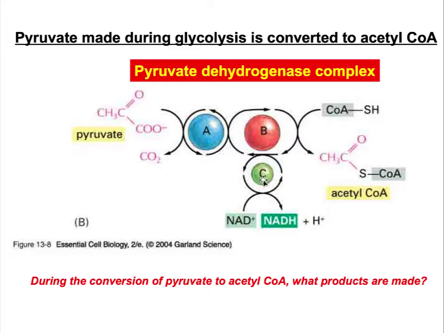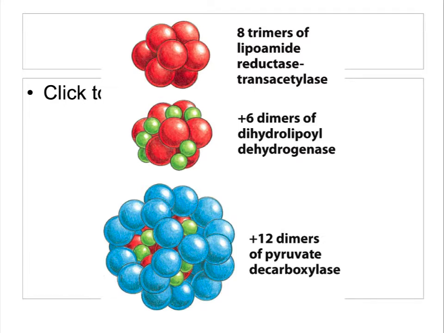It's actually 3 enzymes all in one lump. And each part of that mega enzyme does its own job and then passes the products to the next. So in reality, this is a better depiction of what it looks like. There are 8 trimers of this enzyme, 6+ dimers of this enzyme, and 12+ dimers of another enzyme. So this is called a machine, and once the machine does its job, the end product is acetyl coenzyme A. And what acetyl coenzyme A does is feed into the TCA cycle or the citric acid cycle.